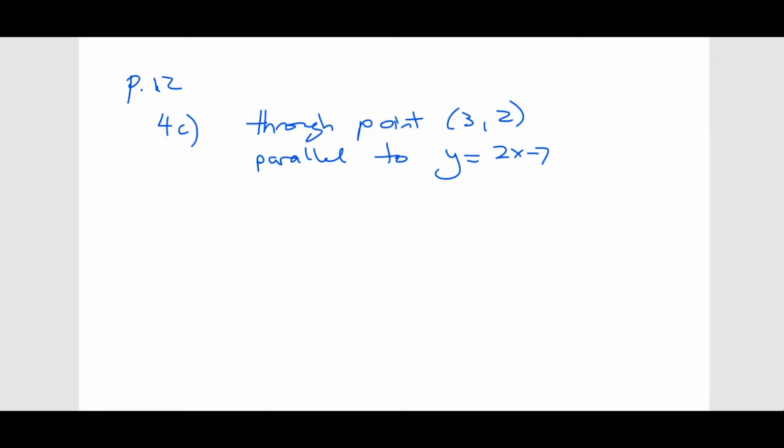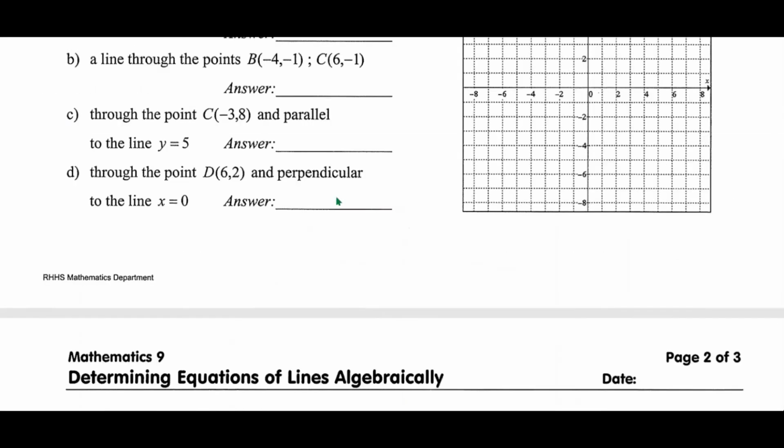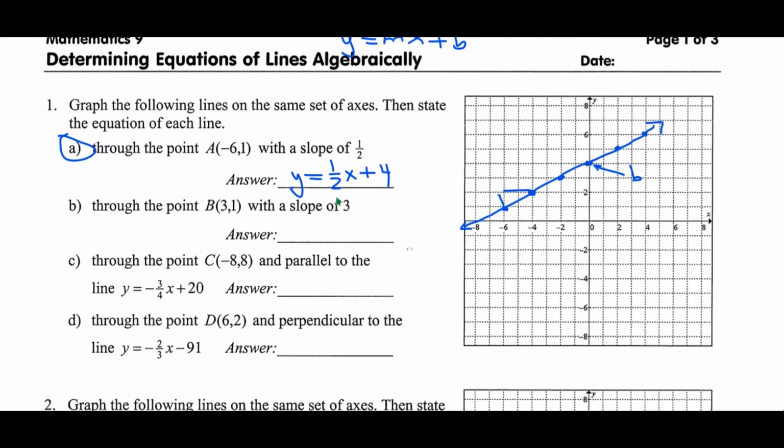Now, if we go back to when we did this with the graph, there was only one way to draw a line that was going through a particular point and had that slope. There's no other line that goes through the point negative 6, 1 and has the slope 1/2. So if we know any point on the line and we know the slope of the line, we can figure out the equation of the line. There's no other way to draw this line if it's going through the point and has that slope. So we need a point and a slope.